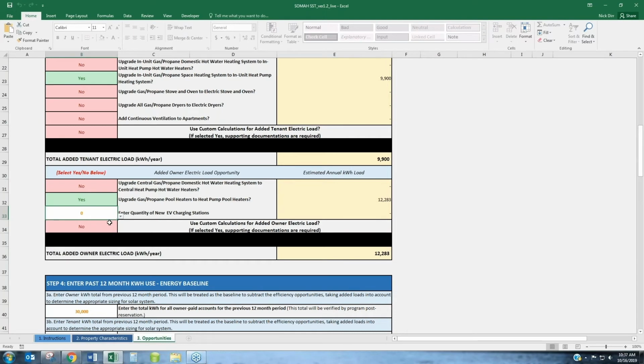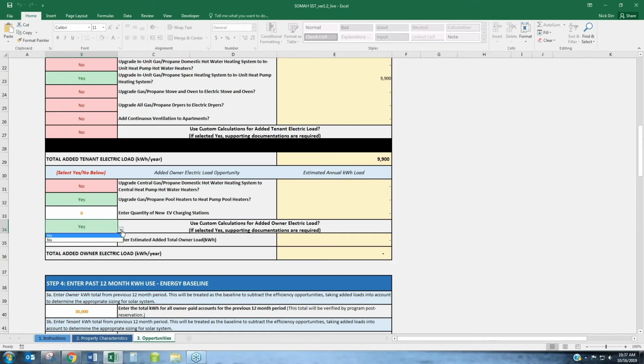In particular, if your project does plan on adding electric vehicle charging stations as part of the SOMAH PV project, this may be an instance where you would likely want to use the custom calculations, because the amount of kilowatt hour load for electric vehicle chargers is very, very dependent on the use type, whether they're shared, whether it's just for specific tenants or property staff, and the average mileage that users are driving. So in those instances, you can certainly use this number, and it's based on the residential average across the state from current EV programs, but you may want to use the custom calculation as well. And again, you need to provide supporting documentation to justify that.